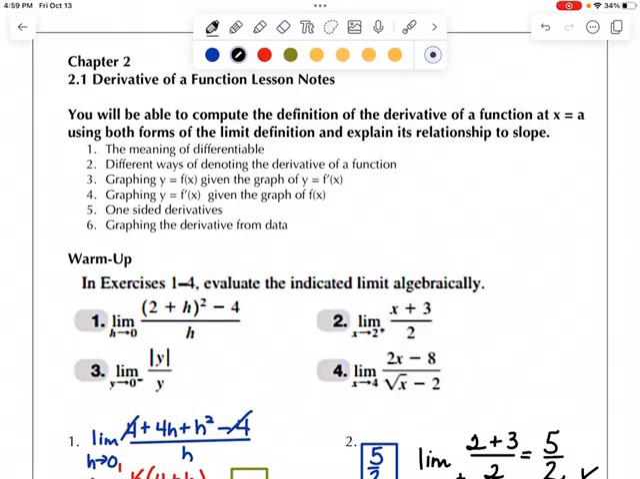Hi kids, so today we are looking at the derivative of a function, and some of this will be familiar, so you'll feel like chapter 2 is just going to roll right into chapter 3. So let's take a look and see what we have here.